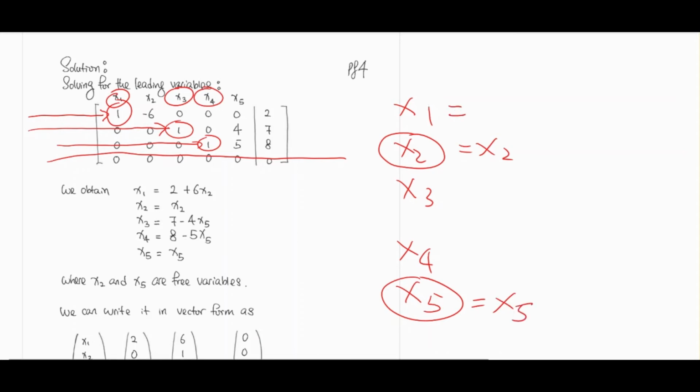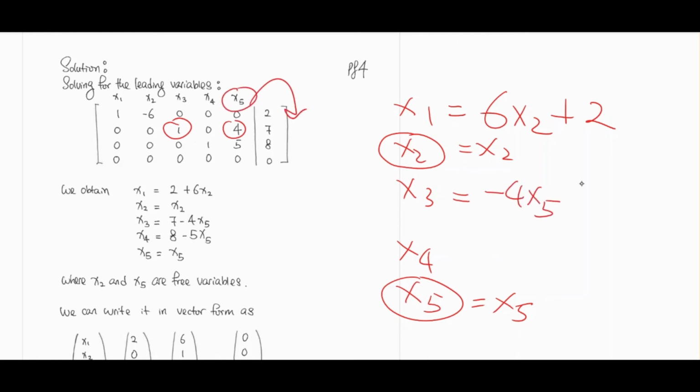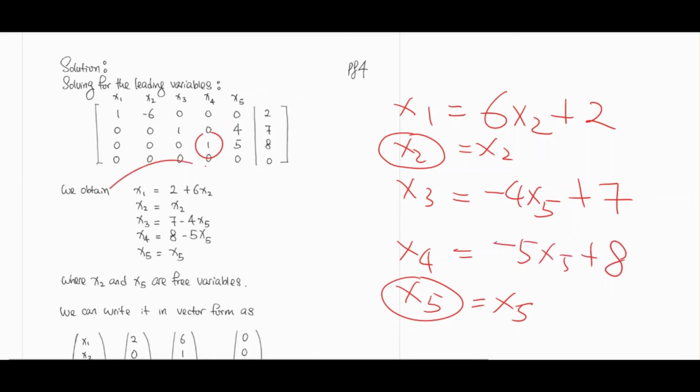So x1, what is x1? Look at the x1. You will see that x1 is 6, okay, move this across, 6x2, and then you have a 2 right here, so that's a plus 2. What is your x3? Your x3 is, move this across, so you have a minus 4x5, and then you have the original 7. And x4, what is the x4? x4 is minus 5x5 plus 8. So that's how you get your x1, x2, x3, x4, and x5.